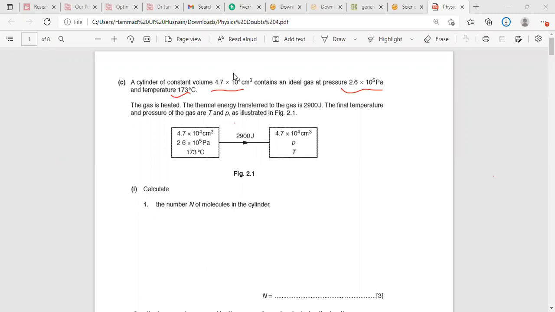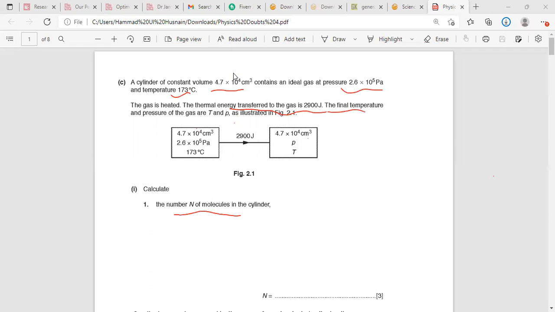It means that we give some energy to the gas. Whenever we heat the gas, it means that we are giving some energy to the gas, right? So how much energy are we giving to the gas? 2900 joules of thermal energy we are providing to the gas. Now we want to find the final temperature and pressure of the gas. So first of all, we need to find the number of molecules.